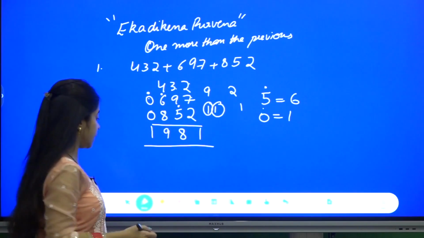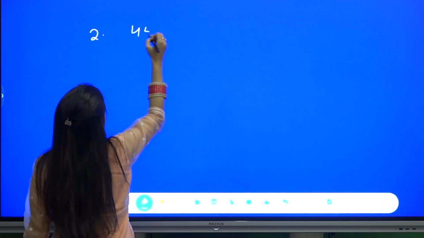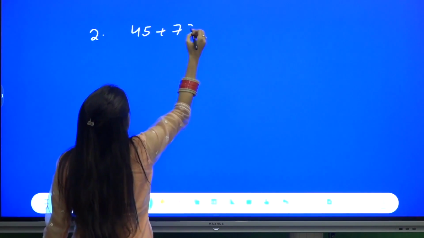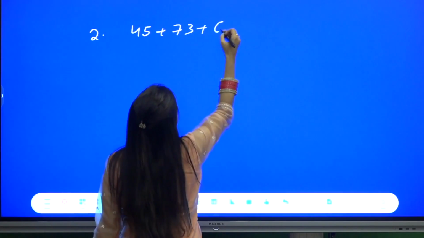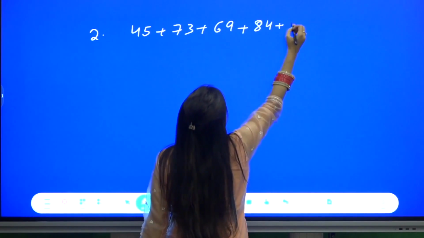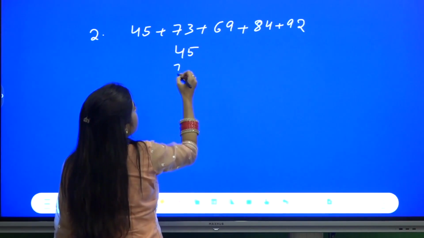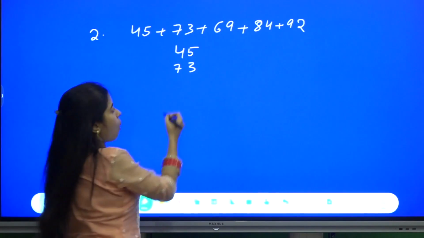Let us take another example. If we have to add, say, 45 plus 73 plus 69 plus 84 plus 92. So, we are going to first write these numbers in the row form.